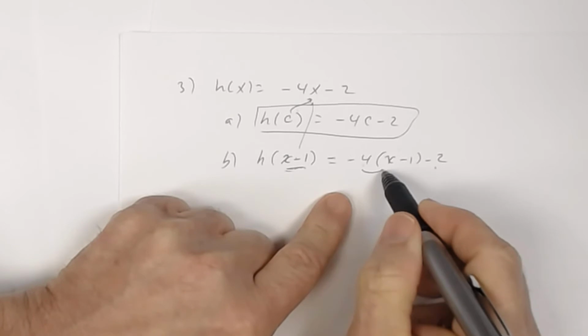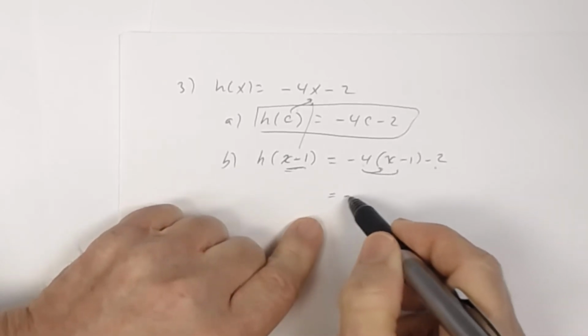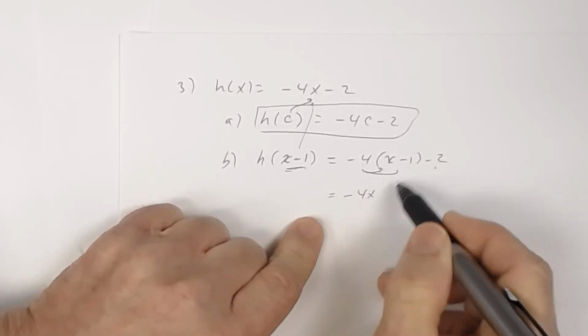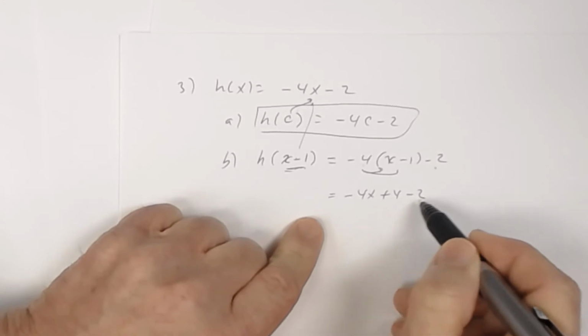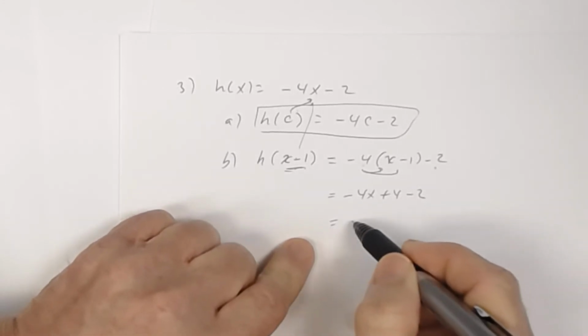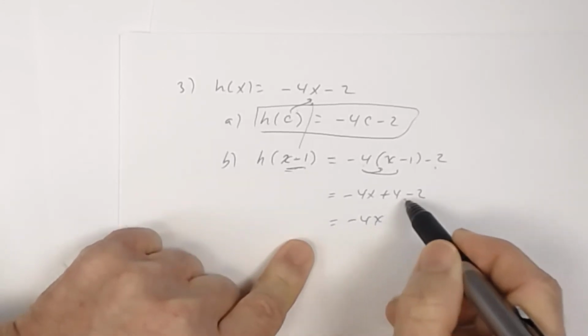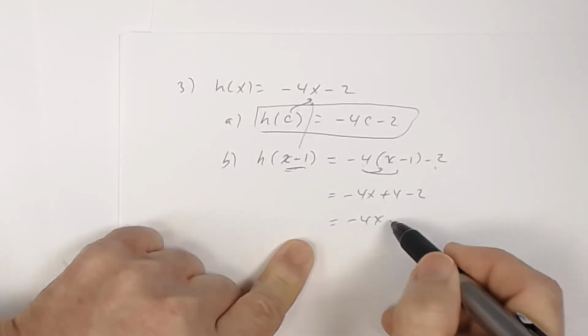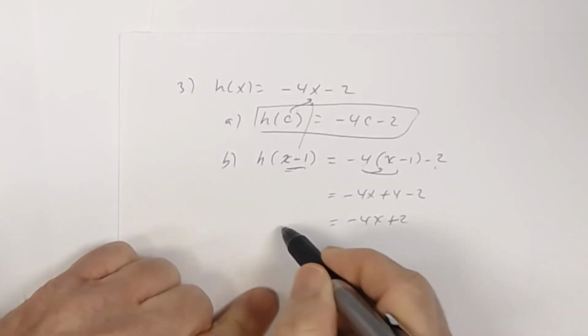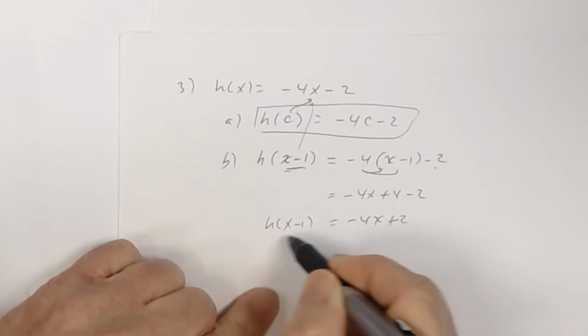Now let's go ahead and get rid of the parentheses. So I get negative 4x, negative 4 times negative 1 is plus 4, and then minus 2. Then combine like terms: I get negative 4x, and a positive 4 minus 2 is a positive 2. So that is h of x minus 1. There's your answer.